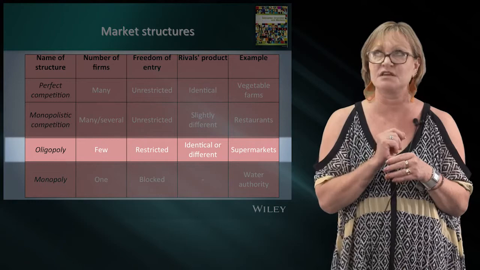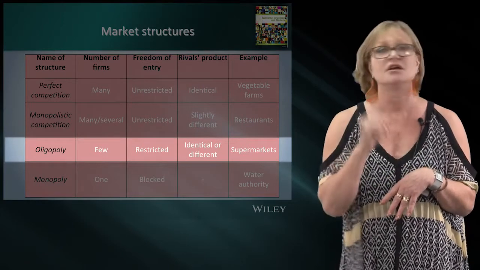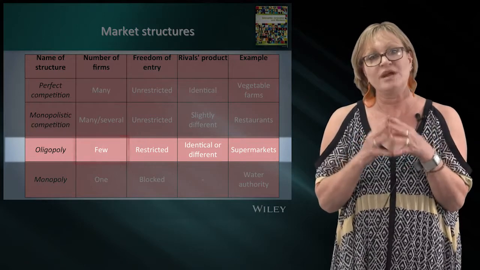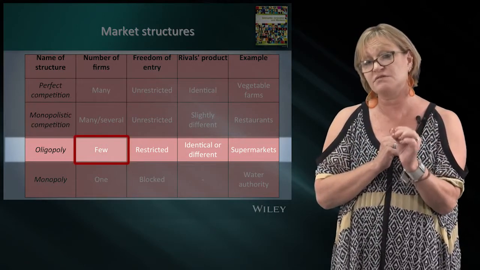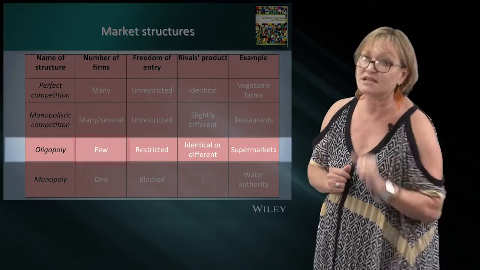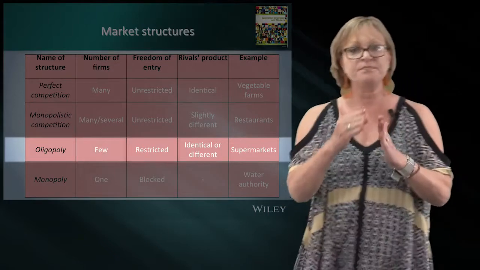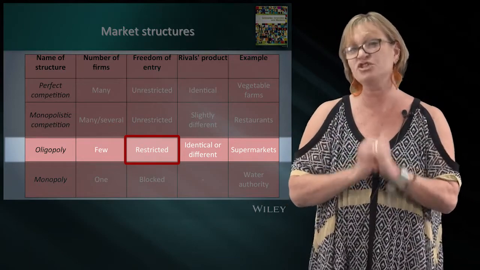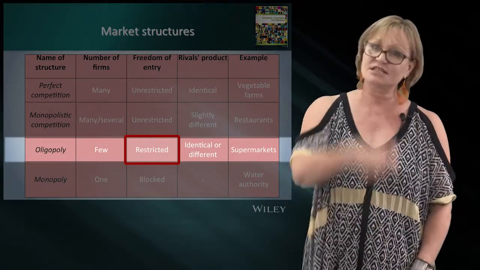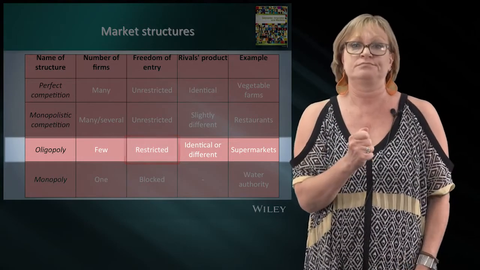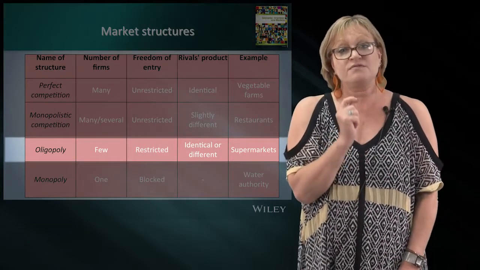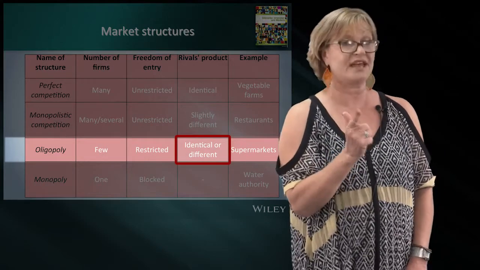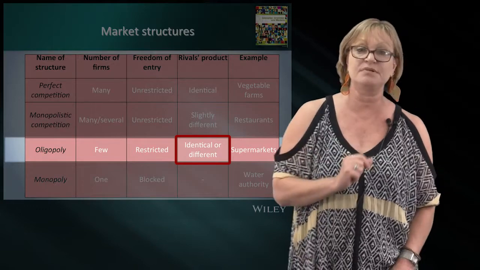The next type of market structure is the oligopoly. And every time I think of an oligopoly, I think of Russia. Go and Google it, guys. So in an oligopoly, we have just a few players. And here things start to get quite different. Freedom of entry, it's pretty restricted. So it's not really easy just to put up shop. The rivals' products in this market can be identical, or they can be different.